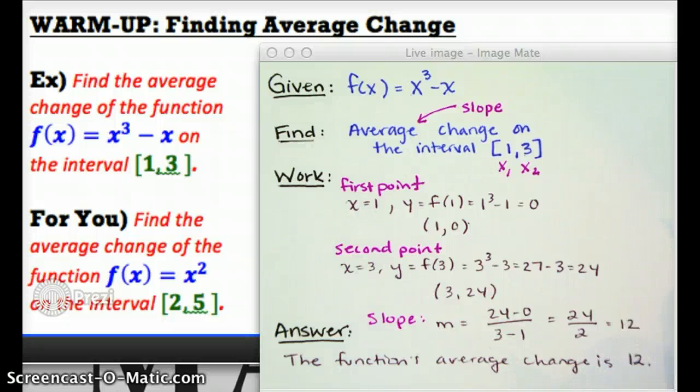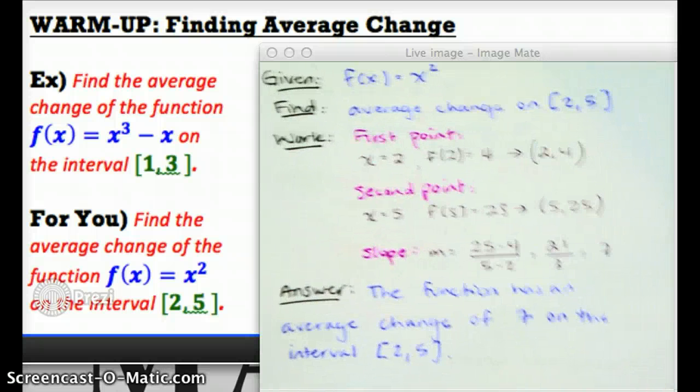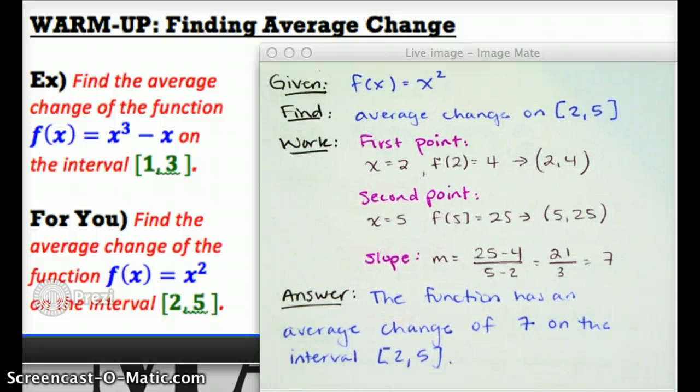Go ahead and look at the second example. Model your work after mine, and then I'll show you the answers in a second. Great, so here's the work as I would have shown it. It's a pretty simple idea.